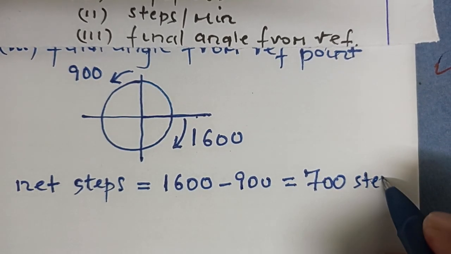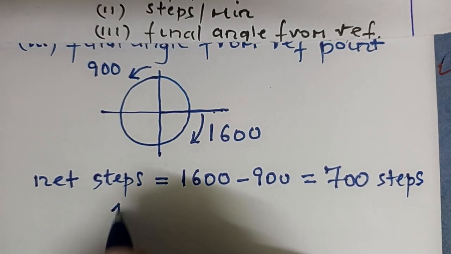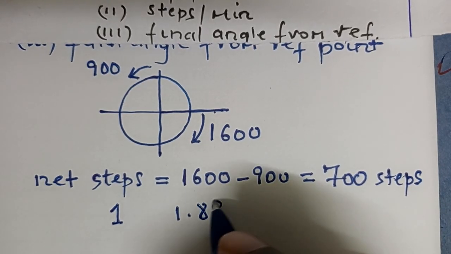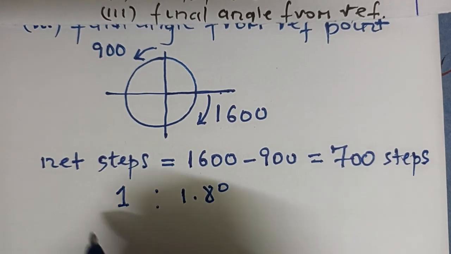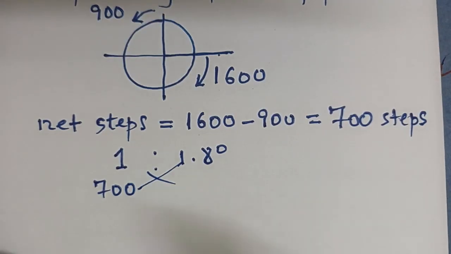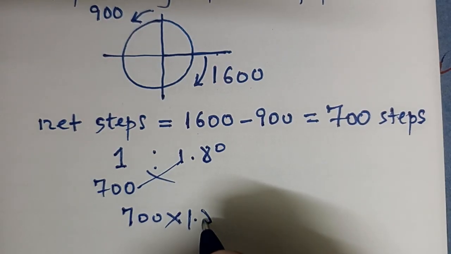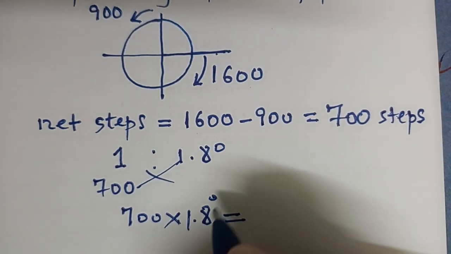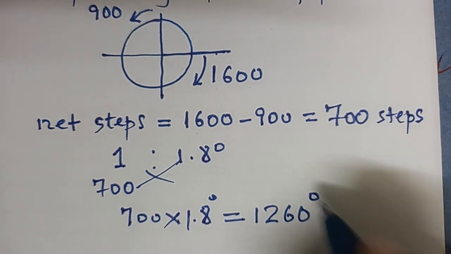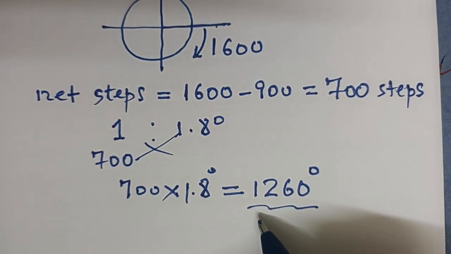And so therefore, we are saying one step is 1.8 degrees. So what about 700? This is now going to be 700 multiplied by 1.8 degrees. And therefore, we shall have 1260 degrees as our net angle.